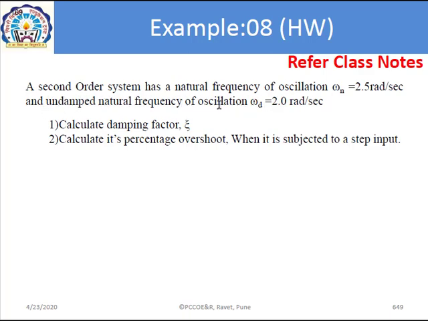Do the correction in the problem statement. Omega d is the damped natural frequency of oscillation. So we know the relation: omega d is equal to omega n times the square root of 1 minus zeta square. So substitute the omega d value and omega n value, you'll get the unknown zeta, so you'll get the damping factor from that relation. Once we know the damping factor, we can find other parameters which are dependent on the zeta value, like the percentage of overshoot. We know that the percentage of overshoot is equal to e raised to minus pi zeta over the square root of 1 minus zeta square, into 100, since it is asked as a percentage when it is subjected to the step input. So this numerical is very easy, you can solve it.